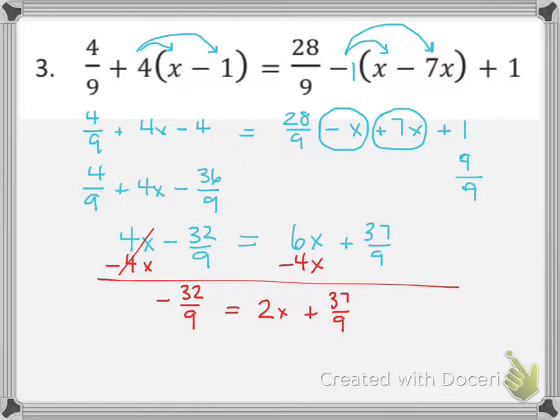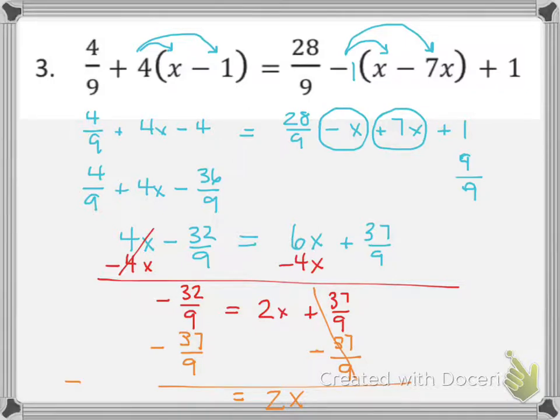Okay? Next step, try to isolate the variable. So the first thing I'm going to do is undo addition by subtracting 37/9, and doing the same thing to the other side to balance the equation. That's a 37/9 as well. And when we do that, the 37/9 goes away on the right side. I'm left with 2x is equal to a -32/9 and a -37/9 is a -69/9.